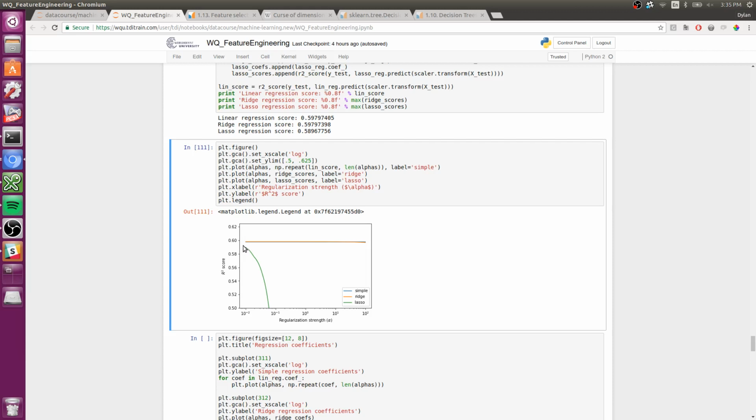But generally, your score will have some peak across regularization strengths where it performs best. So this regularization strength is a hyperparameter to optimize. And often there will be some value where your model performs best. And often the regularized model may perform even better than the ordinary least squares regressor.